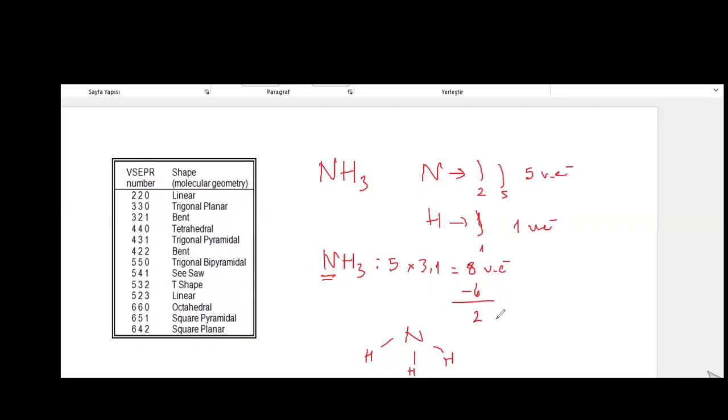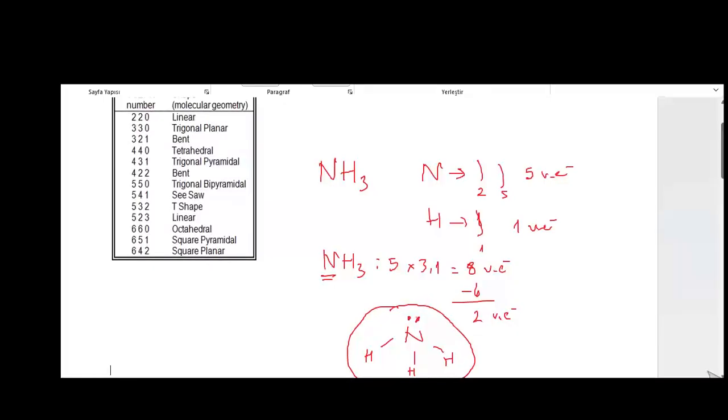So the two remaining valence electrons can be put on the nitrogen atom. So right now the Lewis structure is ready for the ammonia molecule, as you see here. Let's try to analyze the VSEPR numbers right now.